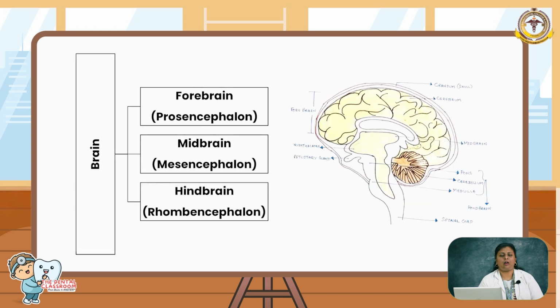So what is this brain all about? The brain is divided into three different parts, that is forebrain, midbrain and hindbrain. The forebrain mainly consists of the cerebral hemisphere and corpus callosum. The midbrain is present in the center part of the brain, and the hindbrain mainly consists of pons, medulla and cerebellum. Other names for these three parts: forebrain is also called prosencephalon, midbrain is also called mesencephalon, and hindbrain is also called rhombencephalon.